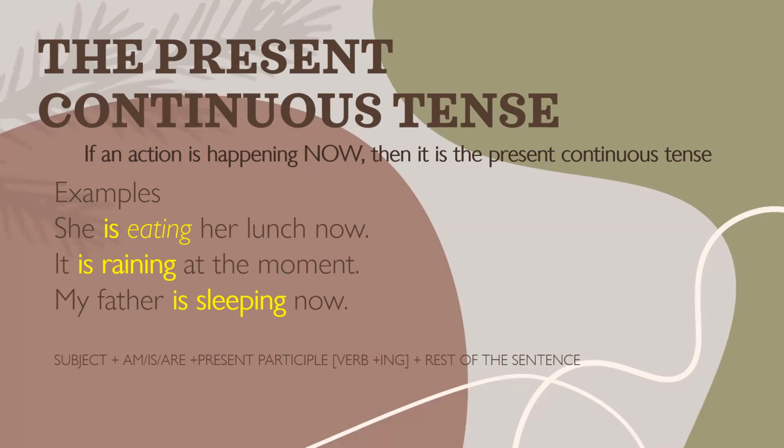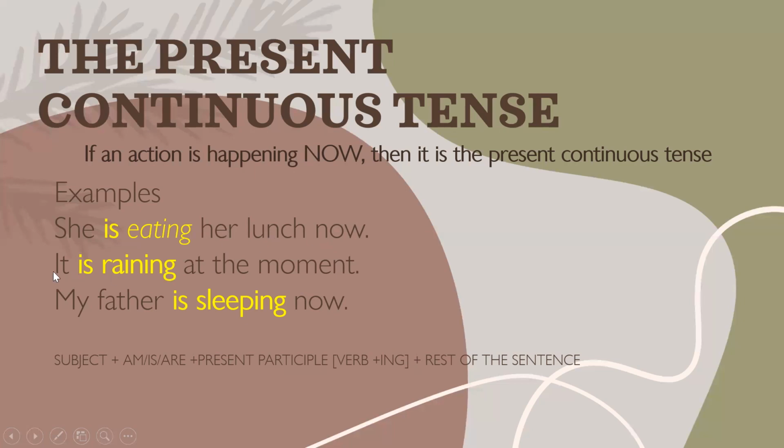So if you can see in the first sentence, the verb is eat, but I want to add ing to make it the continuous tense. And how do I know it's present continuous tense? That's because I have added is there. So if you look below the slide here, you see subject, which is she, am, is, or are. So I've chosen is, which matches the subject, the present participle, that is the verb, and ing. So eat and ing. And the rest of the sentence, which is her lunch now.